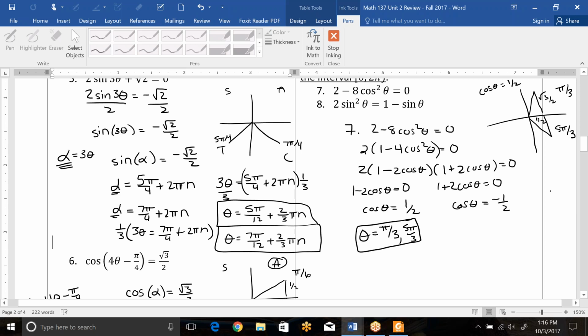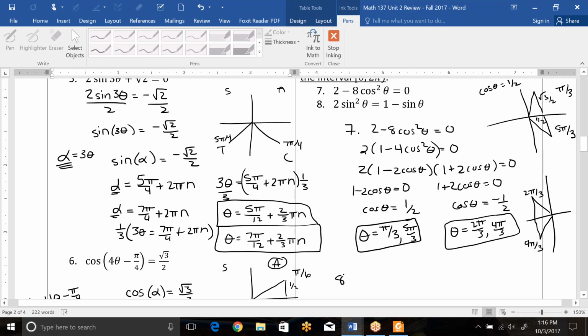For the negative 1/2, we get the other two images of cosine. And they're still going to be related to pi's over 3 because it is still the 1/2. But this time, this one will be 2 pi over 3, and this one will be 4 pi over 3. Now, if you're writing them in one big blank, you would probably write them from least to greatest. So pi over 3, 2 pi over 3, 4 pi over 3, 5 pi over 3.